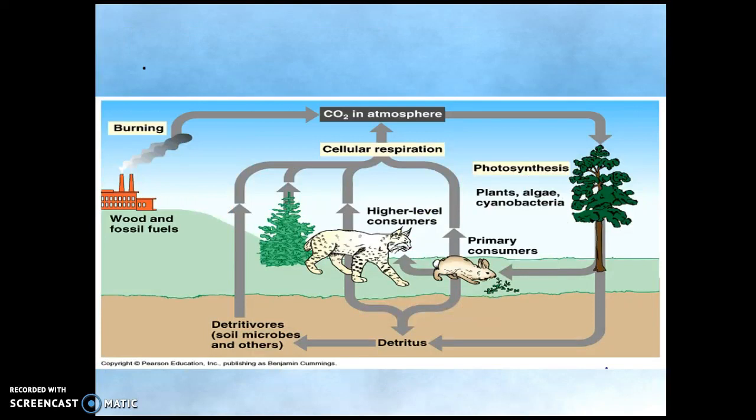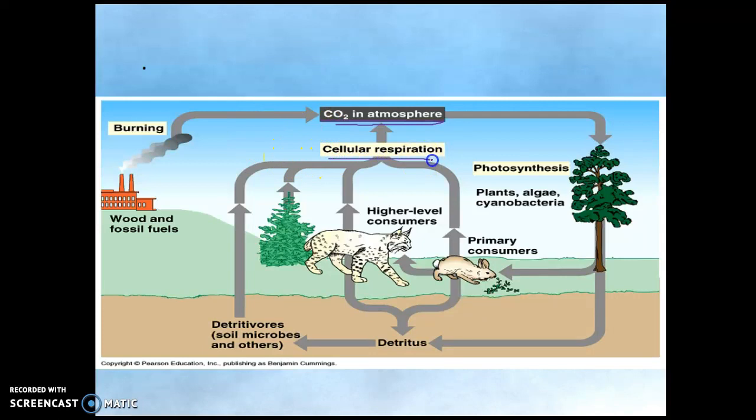All right, so this is the carbon cycle. We're going to talk about how carbon is recycled in various ecosystems. So here is our carbon dioxide in the atmosphere. It gets there through various ways.